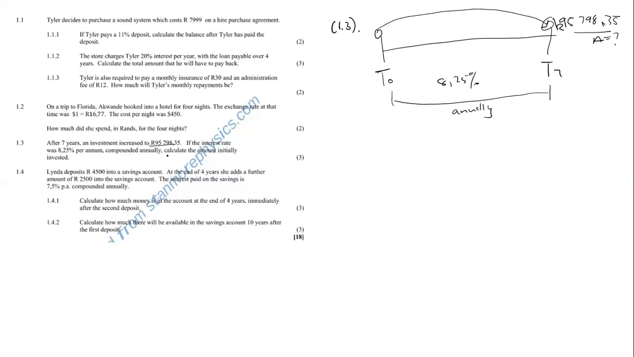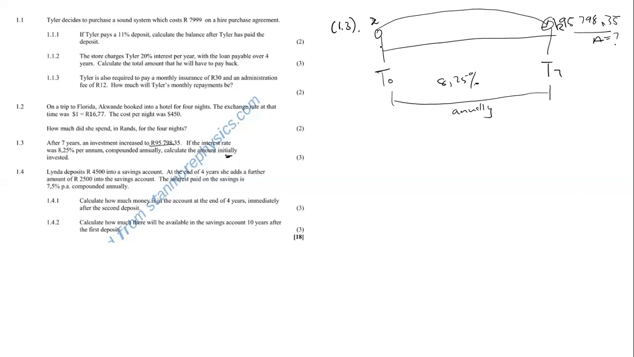And they say to us, calculate the amount initially invested. This is what we're going to have to invest. So we want to determine our X over here, or you can say it's P, the principal, the money that needs to be deposited now so that this money can earn interest of 8.25% annually, compounded annually for a period of 7 years, to accumulate to this amount. I hope that is clear.